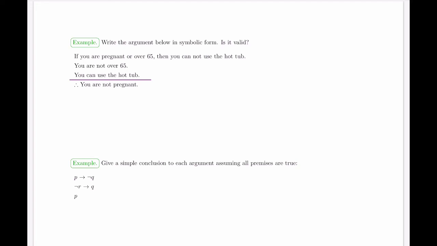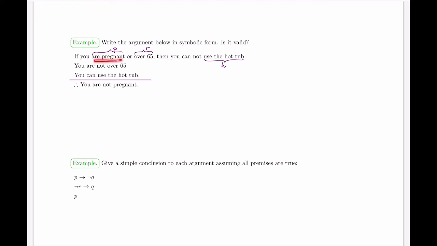Now, I can write out what each proposition means, but I'm going to be a little bit lazy and simply label them on the actual statements. So let's say that pregnant will correspond to proposition P. You're either pregnant or not, it's clearly a proposition. Being over 65, I'm going to denote by R, and then the ability to use the hot tub will be represented by H. Okay, so now let's try to write down the whole argument in symbolic form.